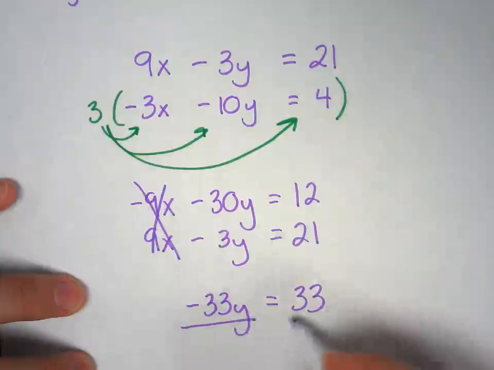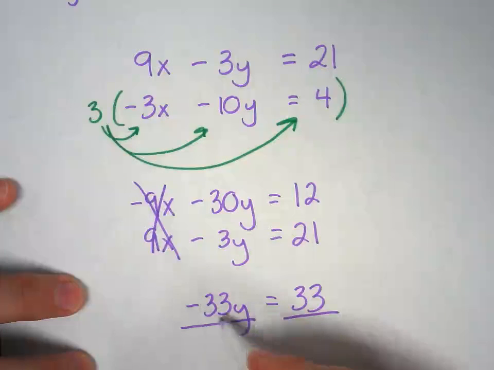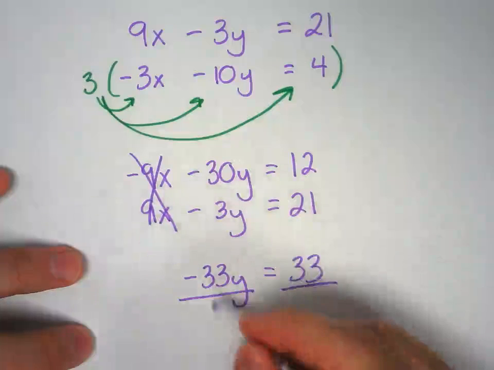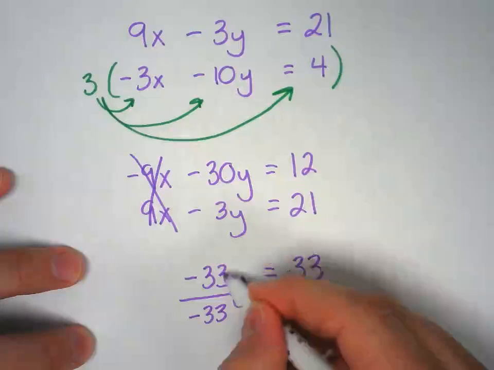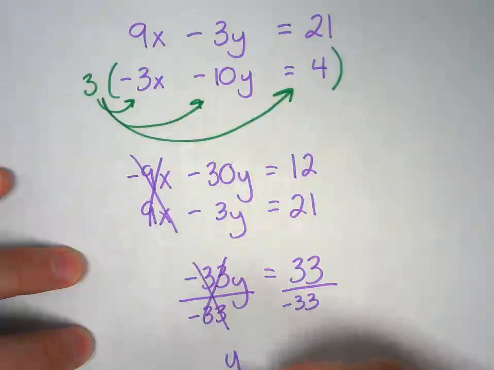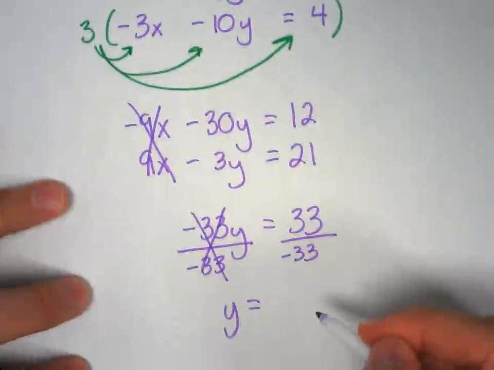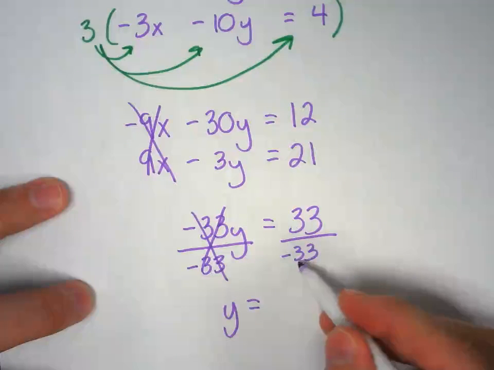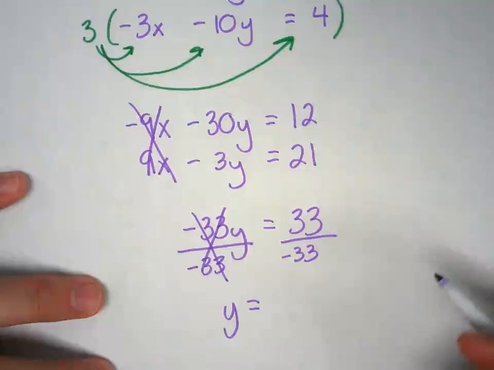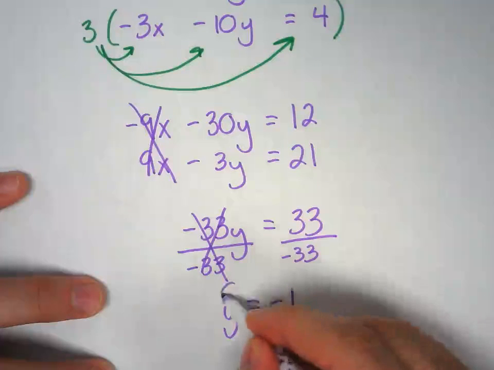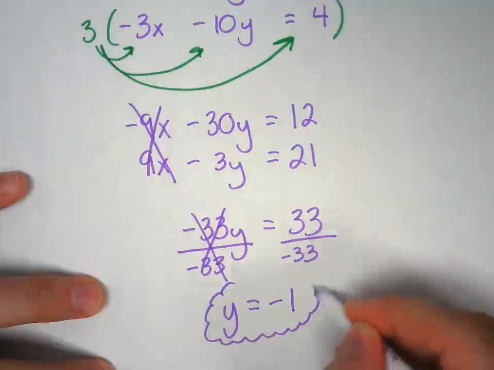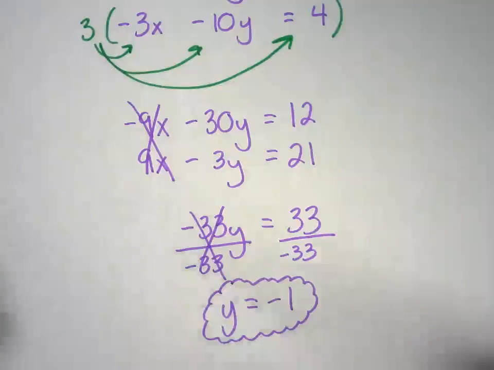How do I solve? I need to divide. In order to get rid of that negative 33 with that y, again, they're being multiplied together. So to break that apart, I need to divide. So I'm going to divide by negative 33. So that's going to be gone. You're left with y equals 33 divided by negative 33. You'll have a calculator in class, but we should know that that equals negative 1. And that is the answer we're looking for. You don't have to go any farther than that for this question.